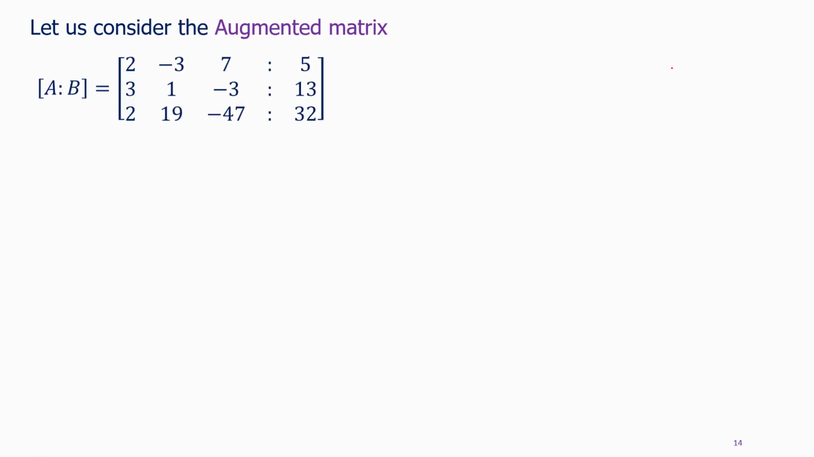Let us consider the augmented matrix. The augmented matrix is the combination of the coefficient matrix and the constant matrix. So 2, minus 3, 7, 5; 3, 1, minus 3, 13; and 2, 19, minus 47, 32. Now our aim is to find the rank of the augmented matrix and the rank of the coefficient matrix. So first, we have to convert this augmented matrix to its echelon form.